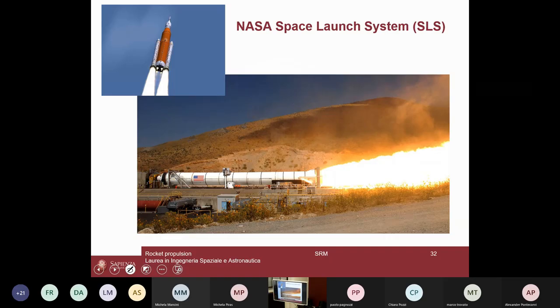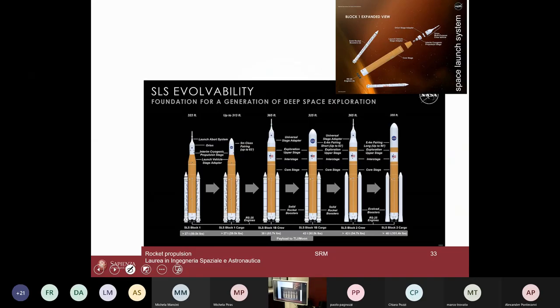And here you see how it's tested in some desert zone in Utah in the United States. You see that it's tested in horizontal position because of its size. And this is foreseen for the next use in different versions of this SLS launcher. It will work for a couple of minutes and then this kind of booster will be separated during the launch phase. So it mostly provides the needed thrust at sea level.